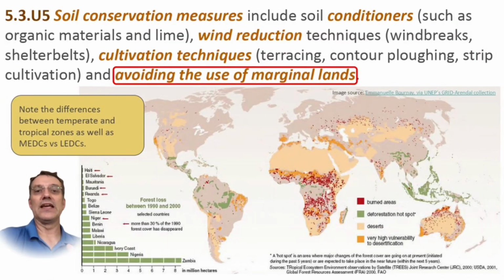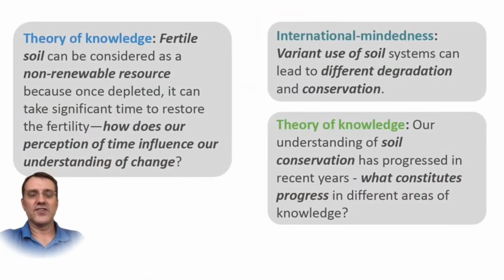This world map illustrates how soil degradation varies across regions, with notable differences between temperate and tropical zones, as well as between more and less economically developed countries, your MEDCs and your LEDCs. If you can understand these kinds of patterns, that helps you write about more effective, locally appropriate conservation strategies on your exams. As we consider soil degradation and conservation, we have to recognize both how our understanding has changed and how different cultural perspectives influence soil management practices.